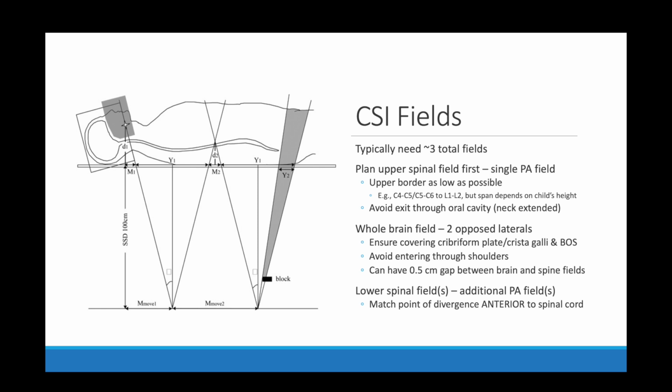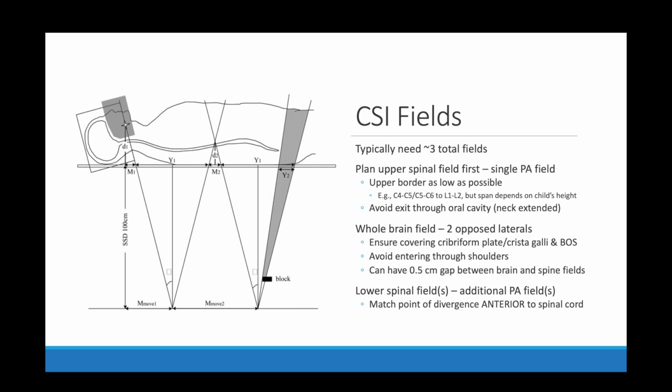Let's get into some more details and some of the specifics around how we design the fields and how we match the different fields, starting with designing our isocenters and where these fields are going to be located. Typically, in an average height child, we're dealing with about 3 total fields, right? The first field for the whole brain, then the upper spine, and then the lower spine. So it helps to plan the upper spinal field first, that single PA field. And what we want to try to do is keep the upper border of the spine as low as possible.